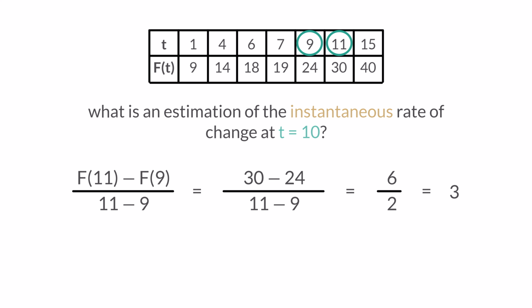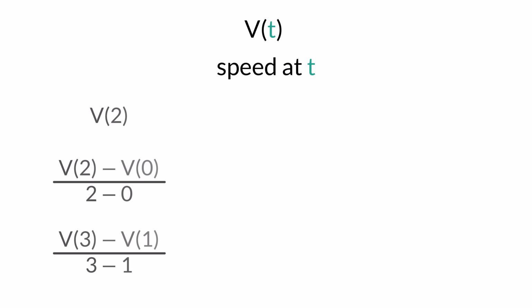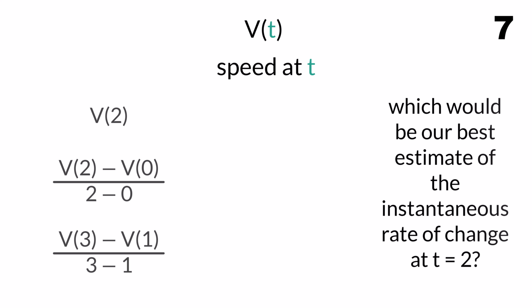To wrap up, let's say v of t is a function which gives speed at time t. Are you able to verbalize the meaning of the following? Take a moment, write down some ideas of what you think these 3 things represent. Which would be the best estimate of the instantaneous rate of change at time equals 2. For v of 2, that would be our speed when time equals 2.